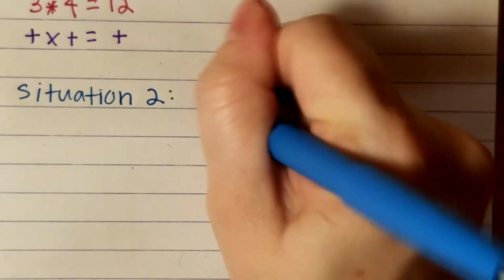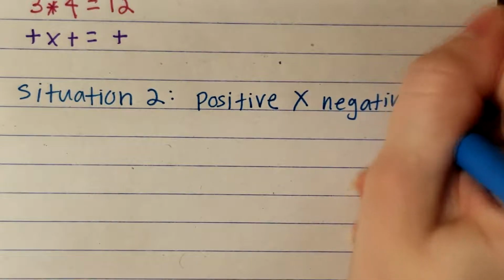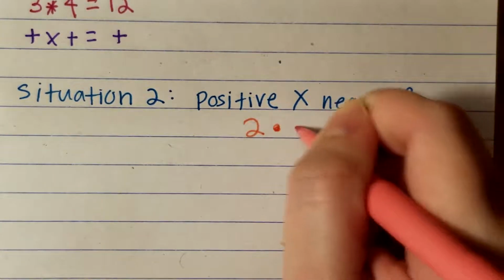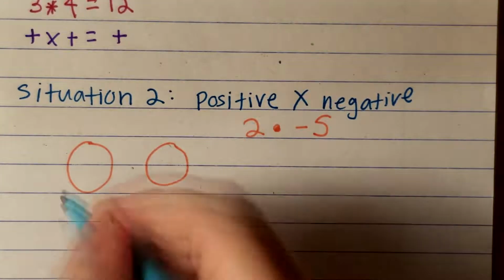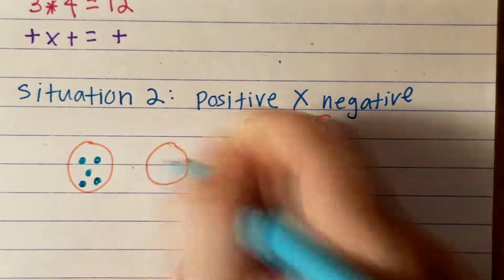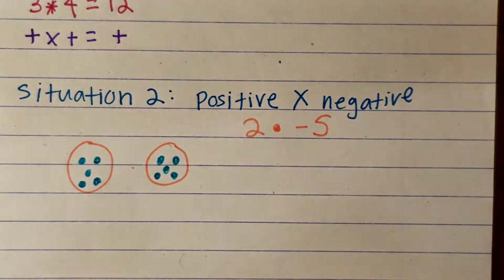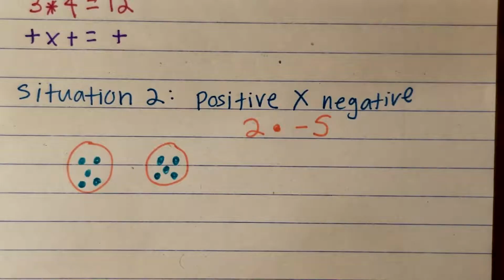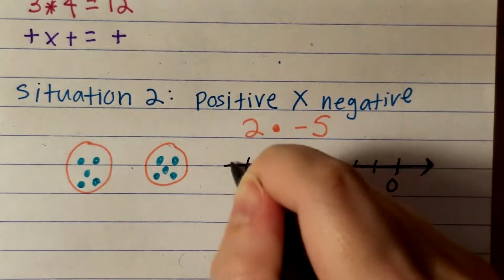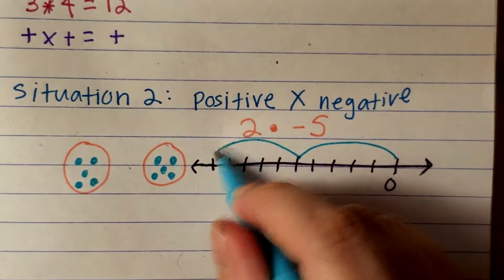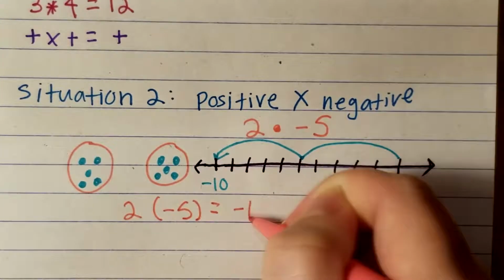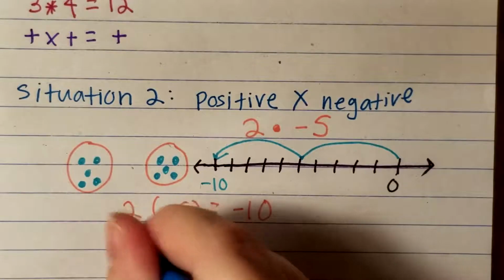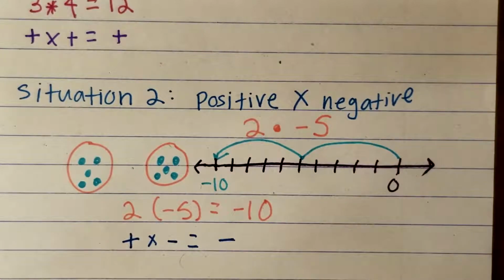Situation number 2. A positive times a negative. 2 times negative 5, which means 2 groups of negative 5. To model this, we will draw 2 circles for our groups with 5 negative counters in each one. Since we have 10 negatives, that's our answer. You could also use a number line. 2 jumps of negative 5 lands on negative 10. 2 times negative 5 equals negative 10. So a positive times a negative equals a negative.